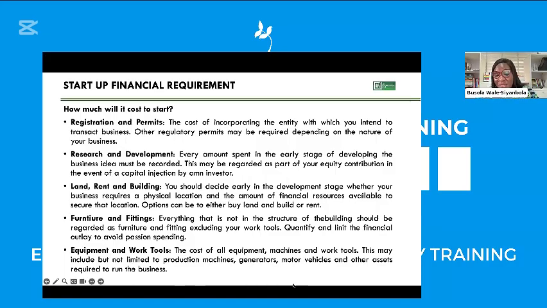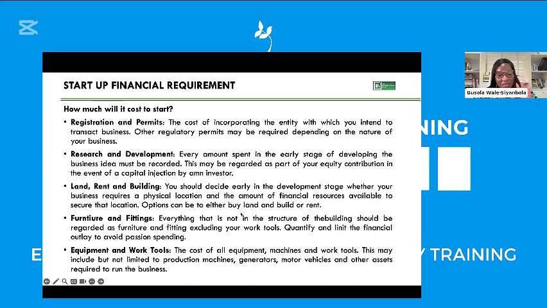So depending on the nature of the business, or if it's a service-based business that can be operated from anywhere. However, you should decide early in the development stage whether your business requires a physical location and the amount of financial resources available to secure that location. Options can be to either buy land or to rent.